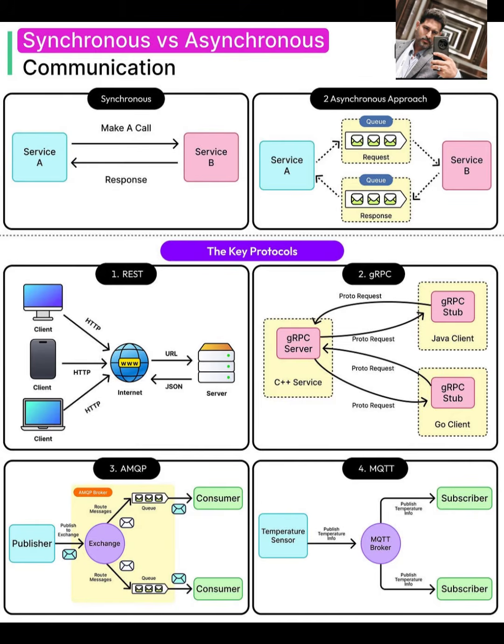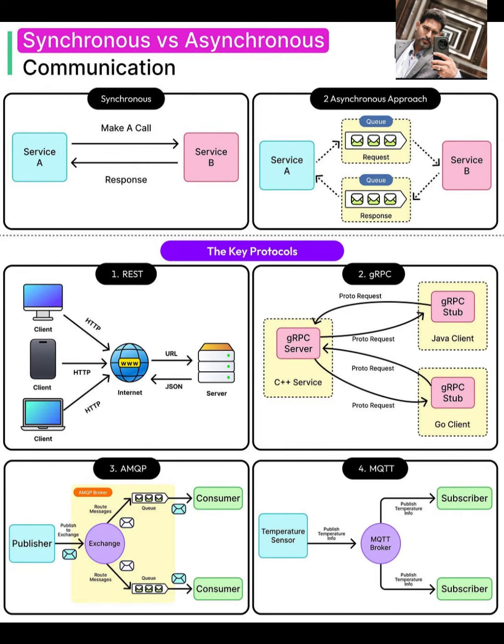On the left, we see synchronous communication. This is like a direct phone call. When Service A needs something from Service B, Service A makes a call and then it waits. It pauses its own work and blocks until Service B processes the request and sends a response back. Only after receiving the response can Service A continue with its next task. It's simple and straightforward, but the calling service is idle while waiting.